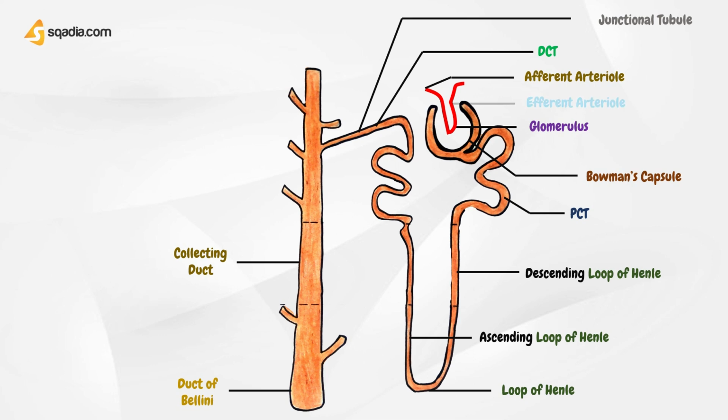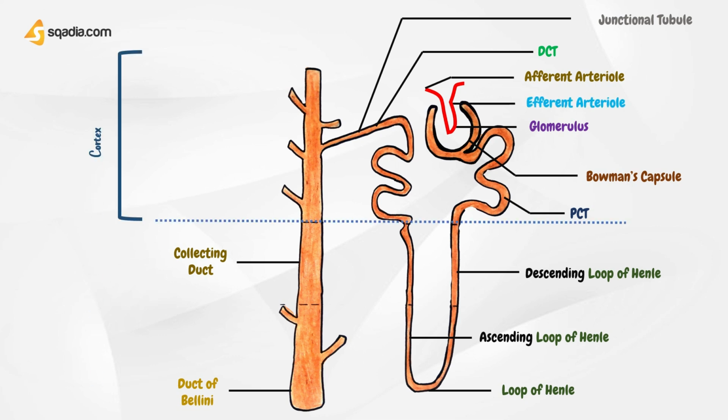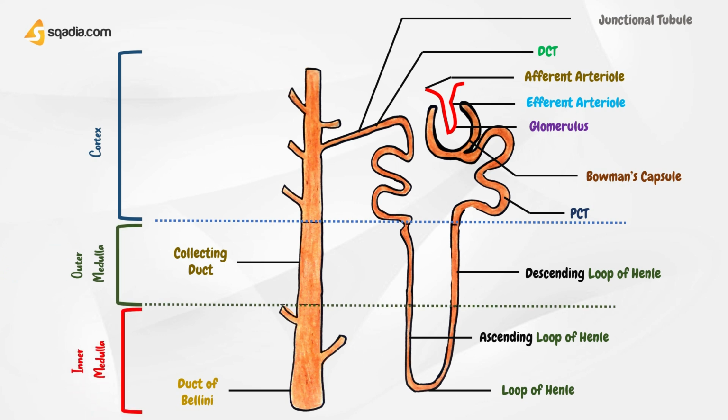This is the afferent arteriole. This is the efferent arteriole. These parts lie in the cortex. These parts lie in the outer medulla, while these parts are in the inner medulla.